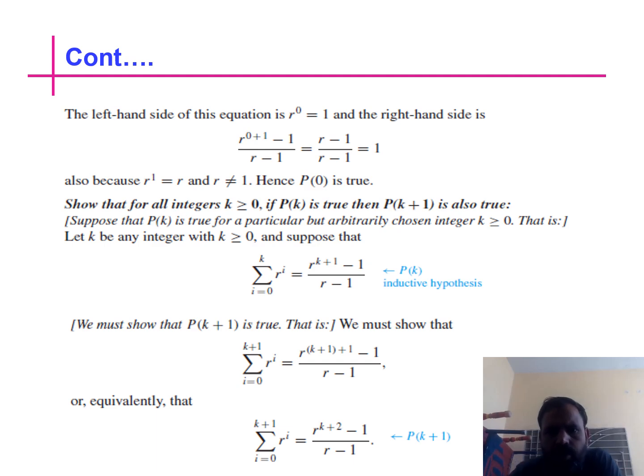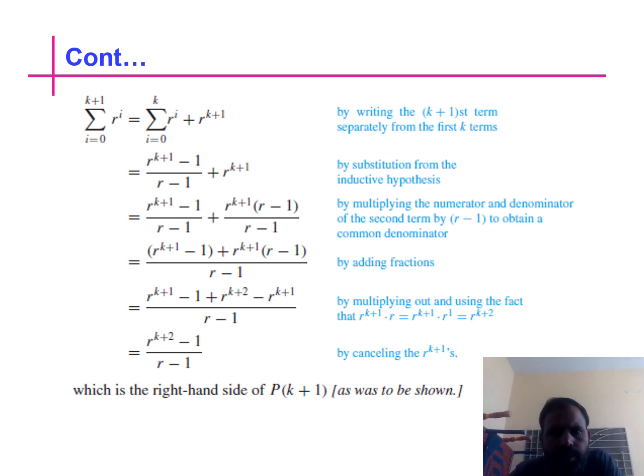That is, we must show that the summation with i varying from 0 to k+1, where we put in the original statement, is equal to (r^(k+1) - 1)/(r - 1). Or equivalently, you can say that this will become (r^(k+2) - 1)/(r - 1). So this is P(k), and this is P(k+1).